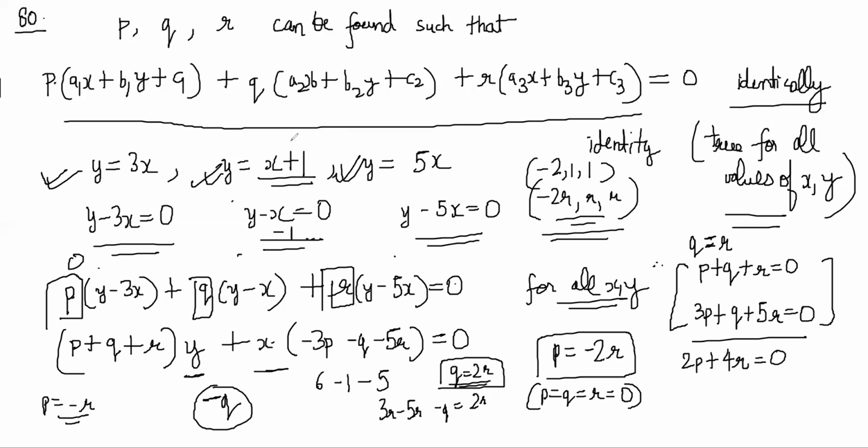So you understand that for concurrency, this relation has to be true for all x and y. So you should be able to find p, q, r such that this is true. And if it is not concurrent, you will not be able to find p, q, r such that this is true. The only p, q, r which makes it identically true is 0, 0, 0 for non-concurrent lines.